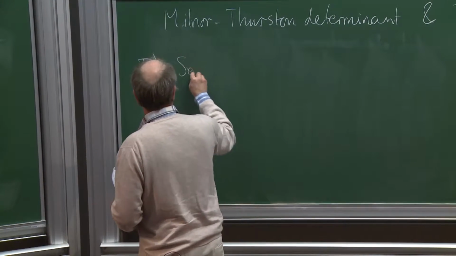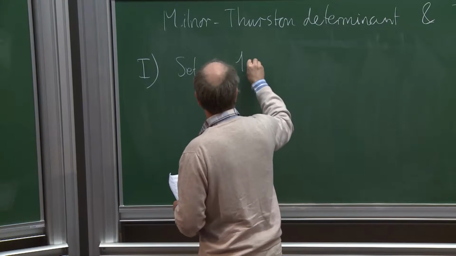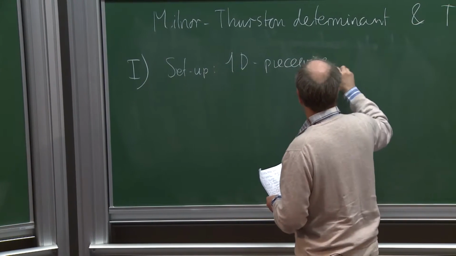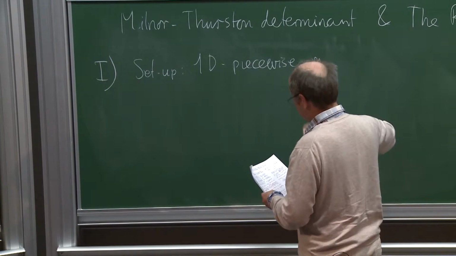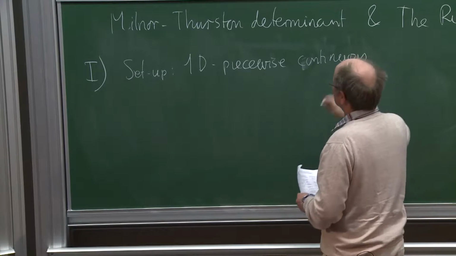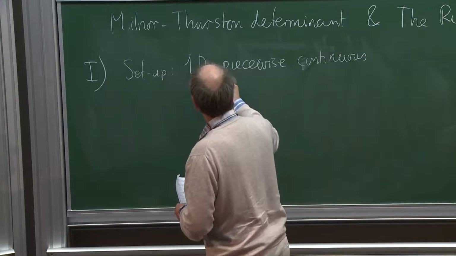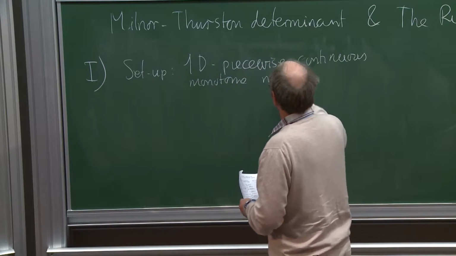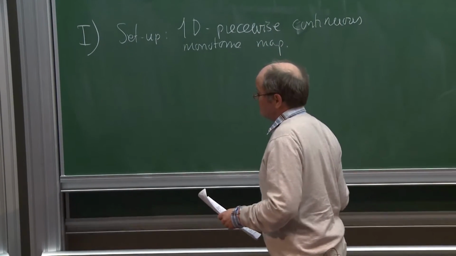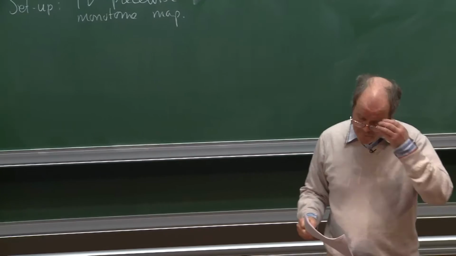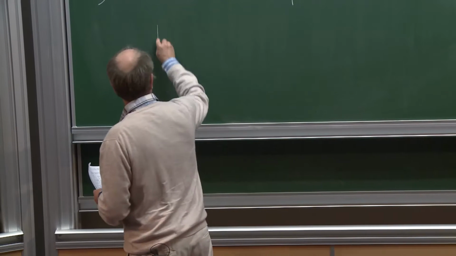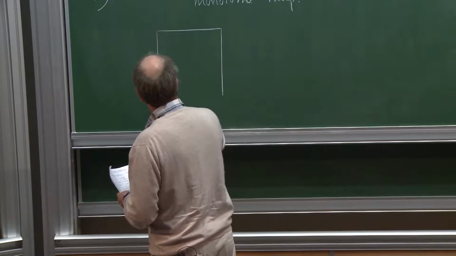So the setup is what you call a 1D piecewise monotonic map. Should put continuous perhaps also into the continuous monotonic map, or monotone map. And then when you have a piecewise continuous monotone map, what can you then do about it? Well, you can study how the dynamics act upon your space. And let me give you just a drawing of some examples.